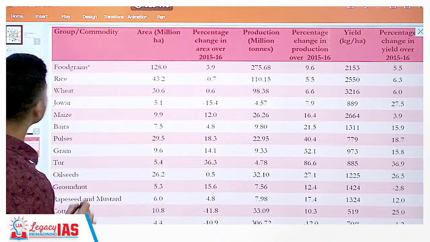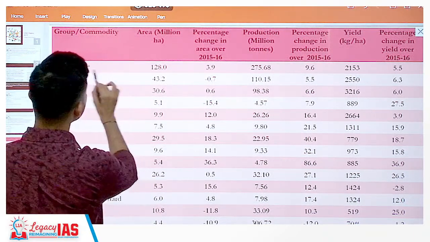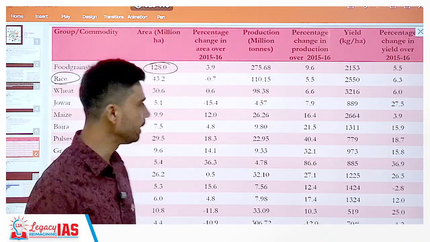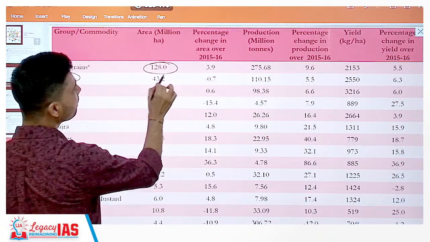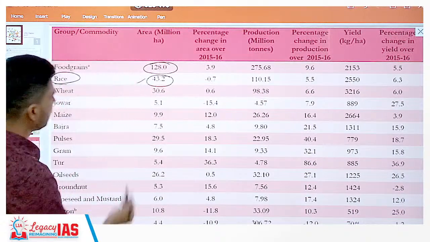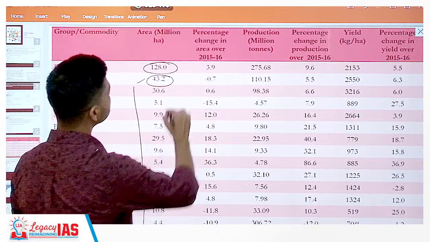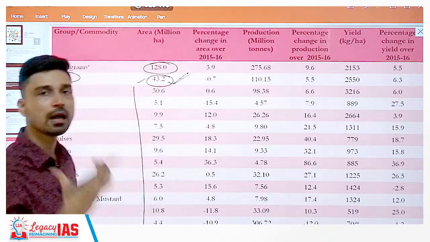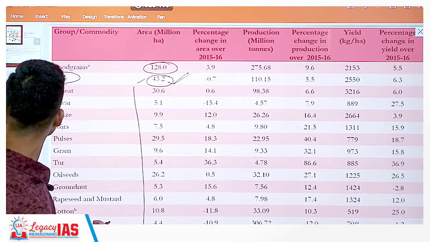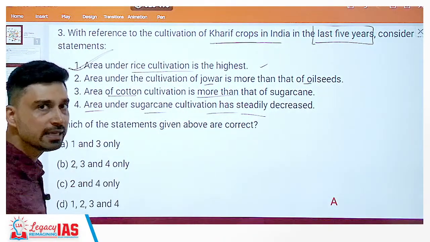As we can see from here, we have rice here. Overall, the entire food grains occupy 128 million hectares of India's area. Out of that, we can say 42.2 million hectares of land is covered by rice. If you compare with any other food grains, we can see rice indeed is grown in the largest part of India's agricultural land. So the first option given here is correct: area under rice cultivation is the highest.